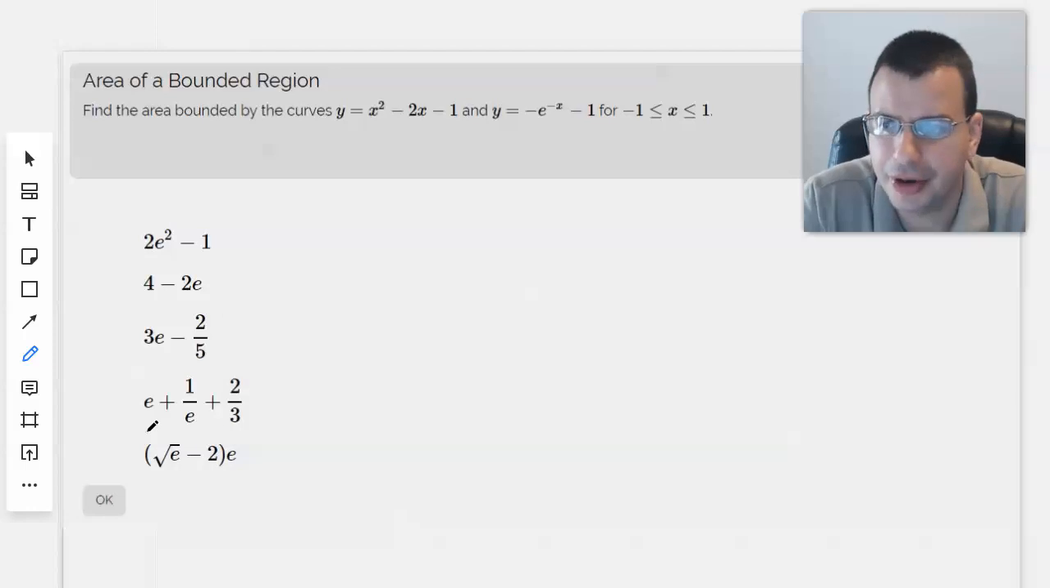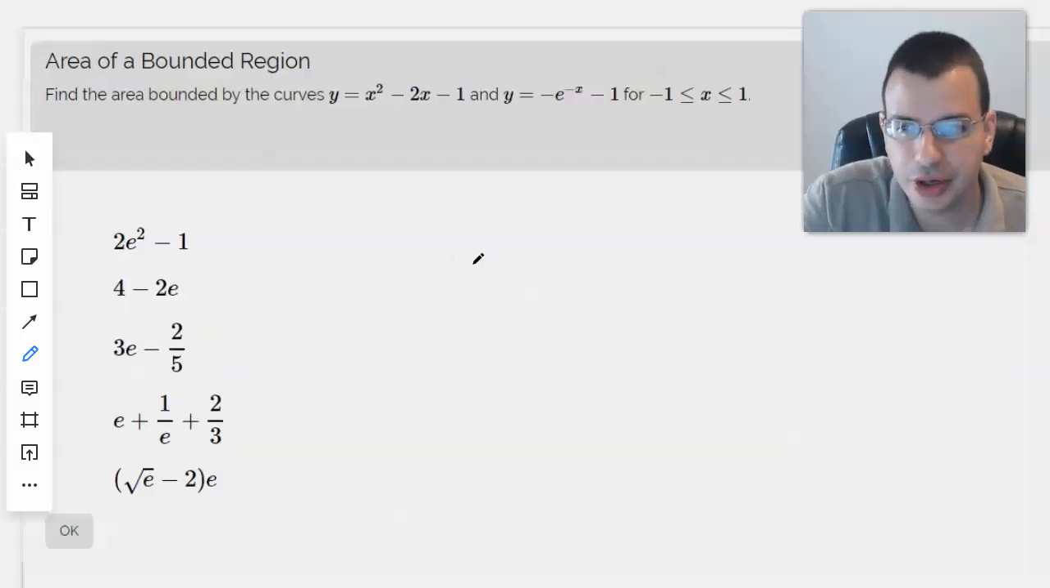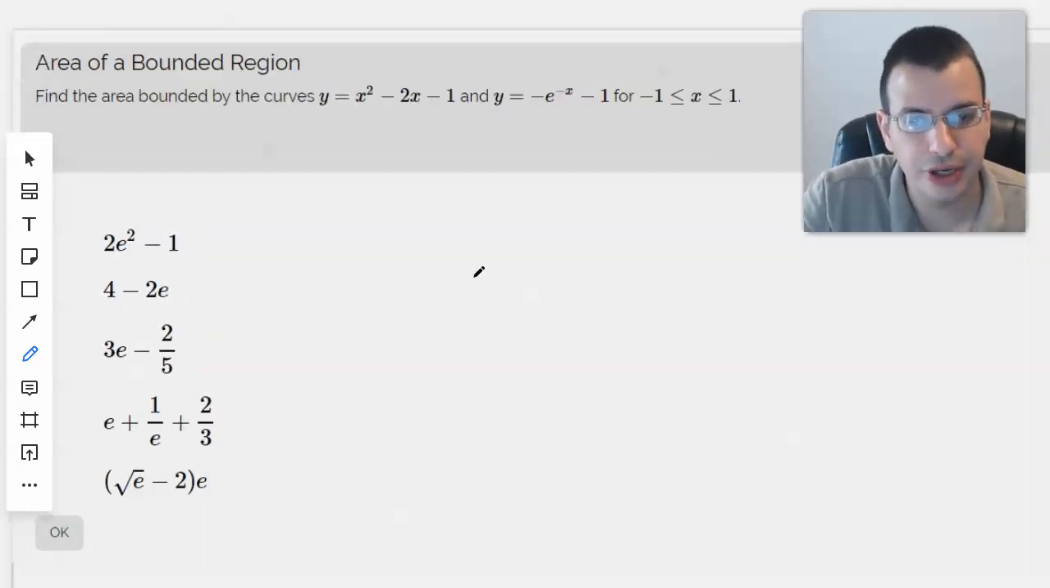Find the area bounded by the curves y equals x squared minus 2x minus 1 and y equals negative e to the negative x minus 1.